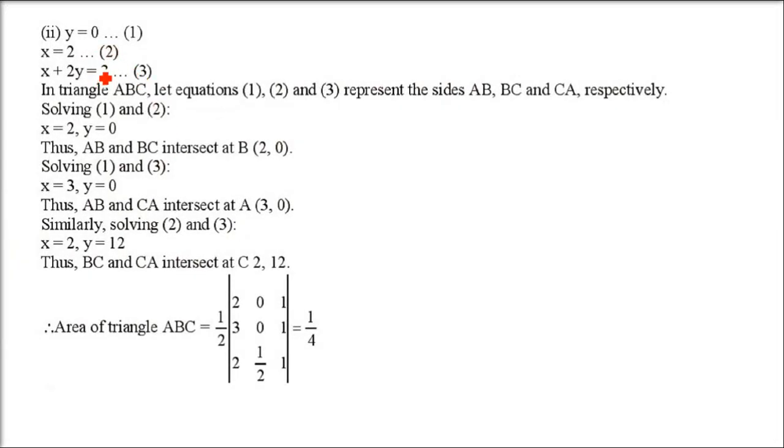The next one is y equals 0, x equals 2, and x plus 2y equals 3. I am pretty sure that you are able to solve these three equations pairwise and find the vertices of the triangle. Now I hope that is done. Now taking x1, x2, x3, I am taking the area now. So 2, 3, 2 and 0, 0, half.